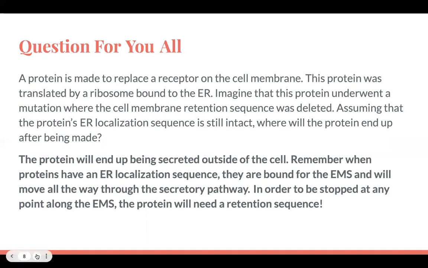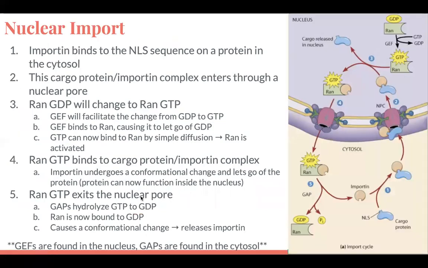Do you want me to do the next slide? Okay, and the last slide for me is nuclear import. I'll just walk through this whole process. Number one, here on the bottom right corner, importin will bind to its cargo protein that has an NLS sequence. If a protein has an NLS sequence, that means it's nuclear localized, so it has the ability to go into the nucleus. After importin binds to this cargo protein with NLS, it will enter through a nuclear pore seen on number 2 on the diagram on the right.